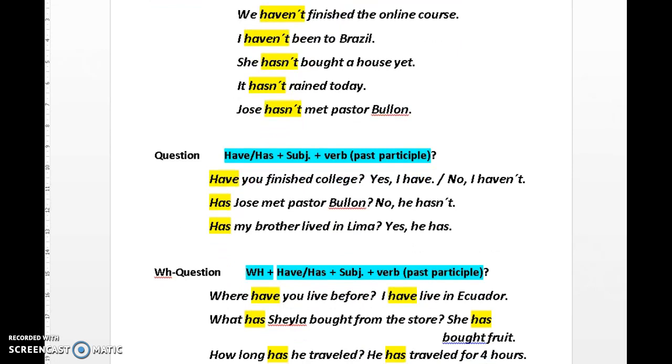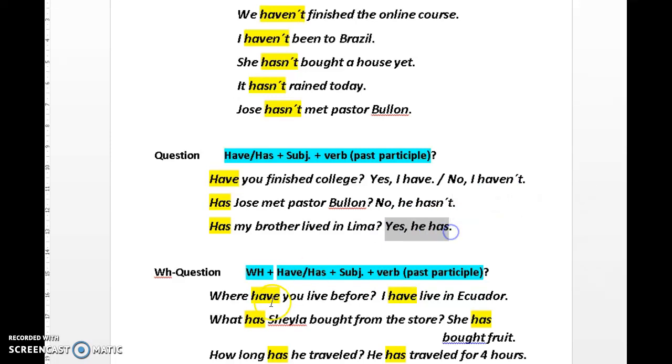Questions. For questions, we have the auxiliary have or has at the beginning, then the subject, and then the verb in the past participle form. For example, have you finished college? Yes, I have, or no, I haven't. Has Jose met Pastor Guillaume? No, he hasn't. Has my brother lived in Lima?